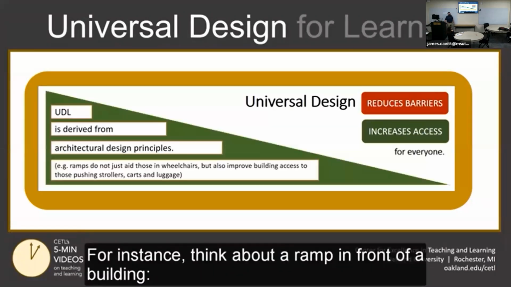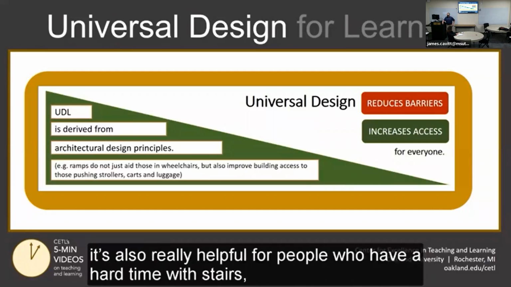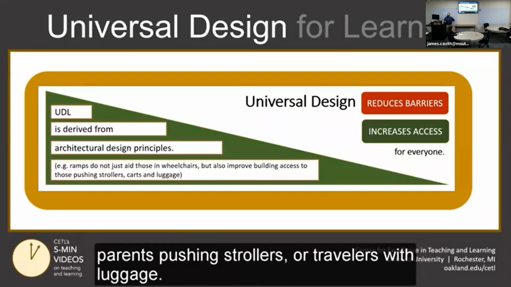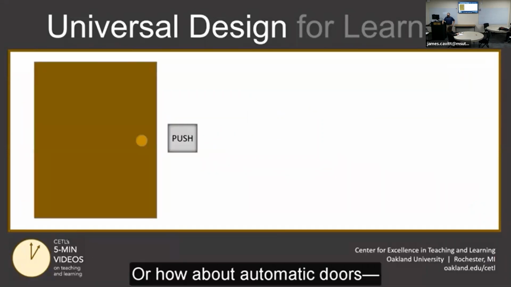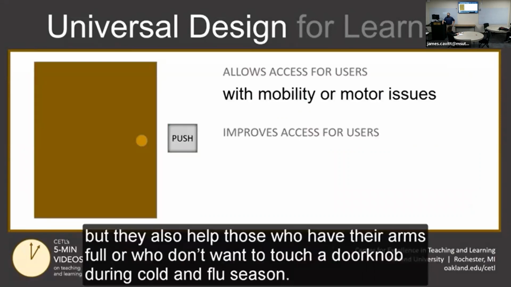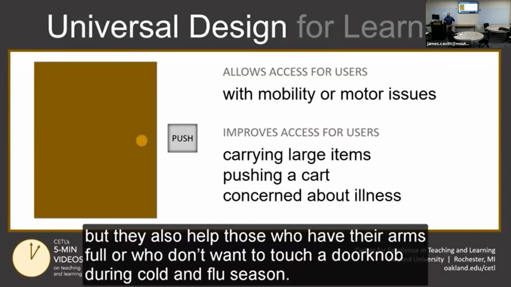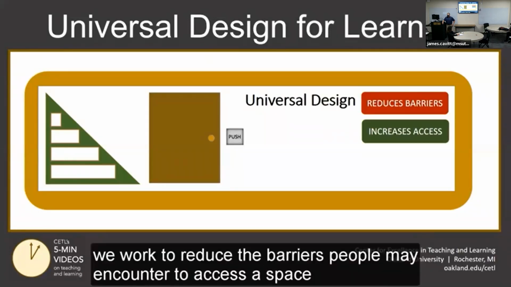For instance, think about a ramp in front of a building. While this design element may have been specifically included for people in wheelchairs, it's also really helpful for people who have a hard time with stairs, parents pushing strollers, or travelers with luggage. Or how about automatic doors? These may be designed for people with mobility or motor issues, but they also help those who have their arms full or who don't want to touch a doorknob during cold and flu season. In our physical environment, then, we work to reduce barriers people may encounter to access a space.